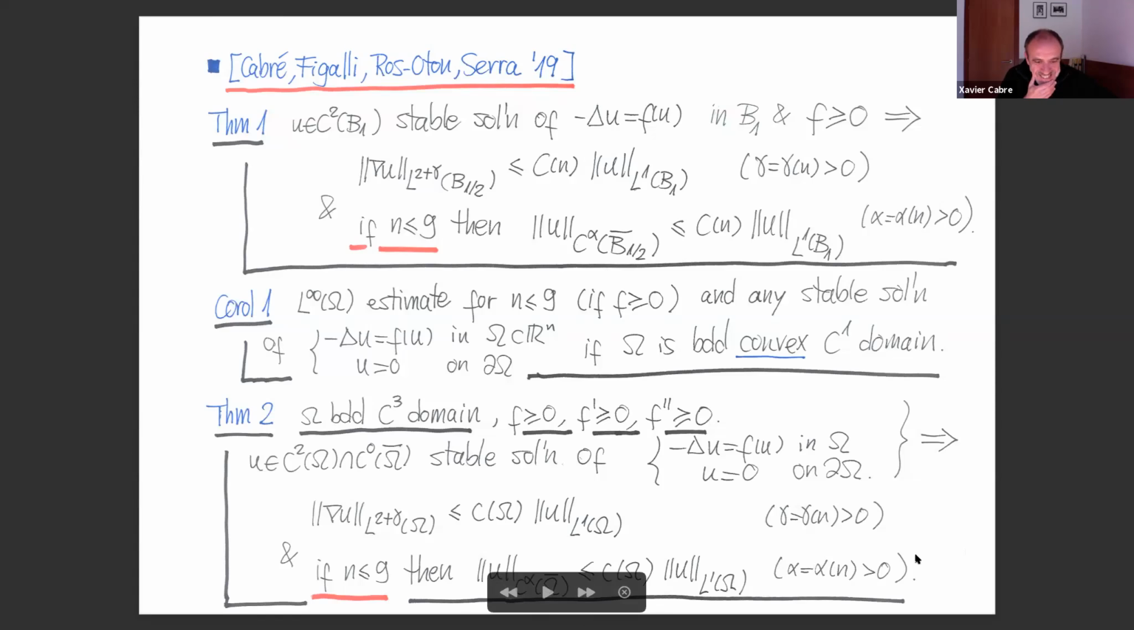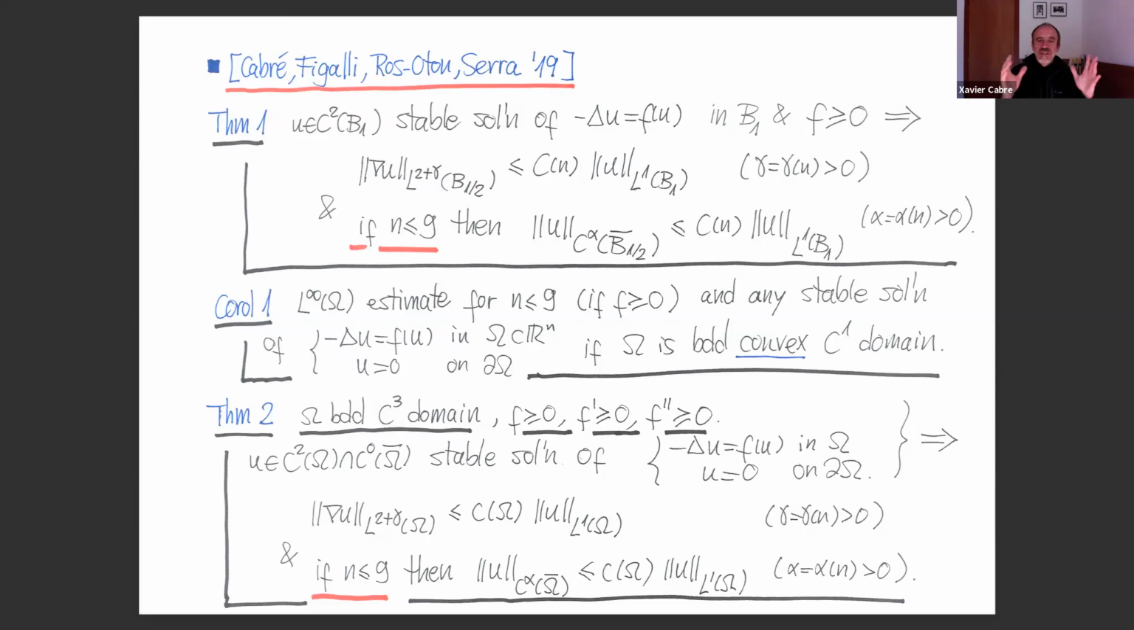Well, in this last line, it says, yes, we have also the Hölder estimate, but now up to the boundary, up to dimension 9. And what we need is the domain to be C3. That's okay. And we need the nonlinearity to satisfy some extra assumptions: that F is non-negative, F prime is non-negative, and F second is non-negative. So we need non-negative, non-decreasing, and convex nonlinearities.